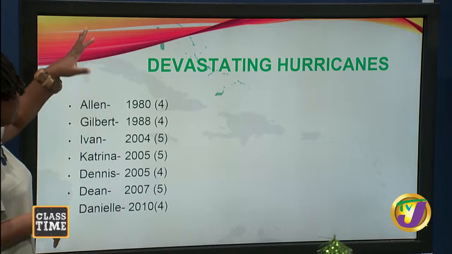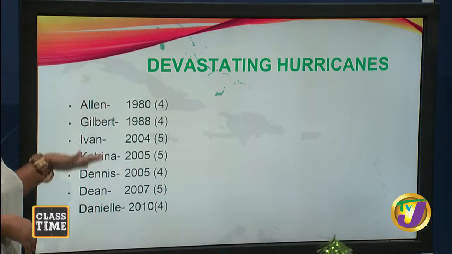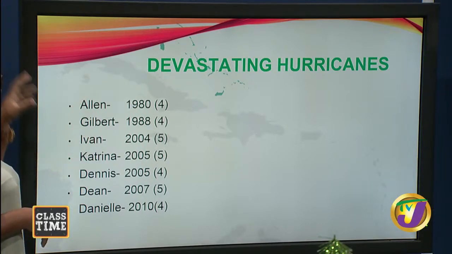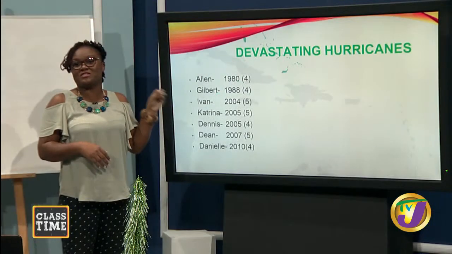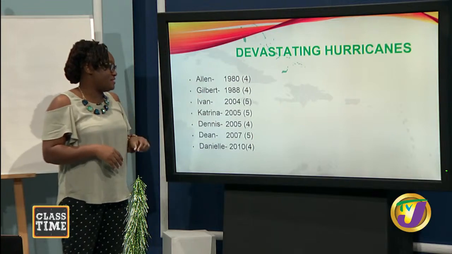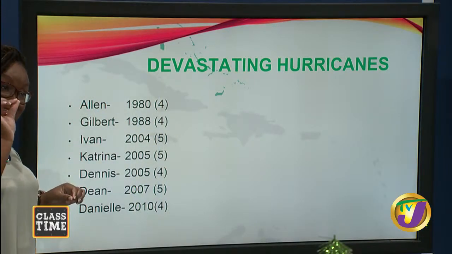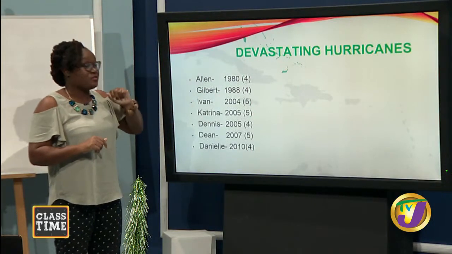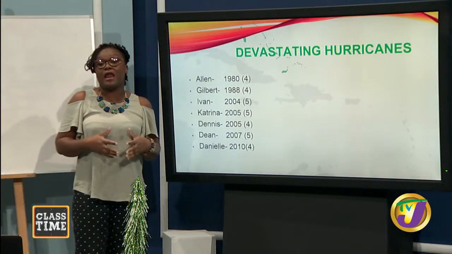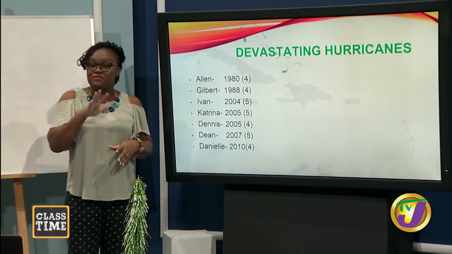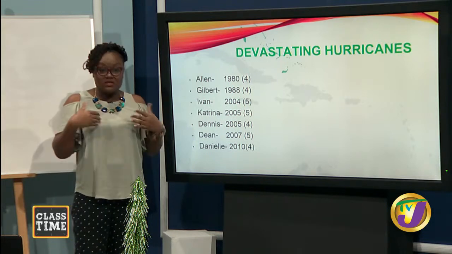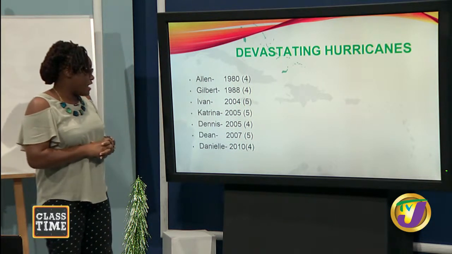Now, we know of some examples of devastating hurricanes that have taken place in the Caribbean, right? And the most famous, perhaps, for us in Jamaica is Gilbert, 1988. I was a teeny tiny baby. I don't recall. And then you have Ivan, 2004. Many persons would recall Ivan because Ivan is in very near memory. I recall Ivan very, very well. And there was quite a bit of destruction from Ivan.